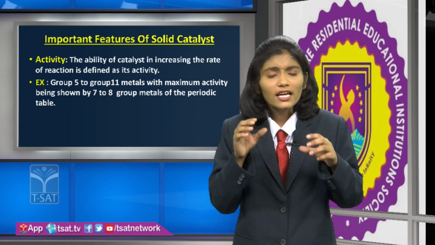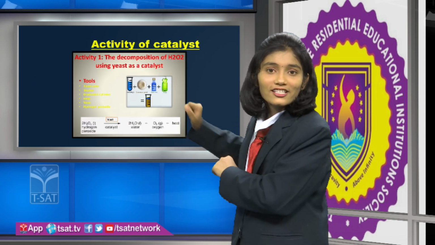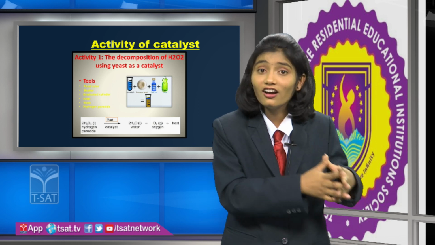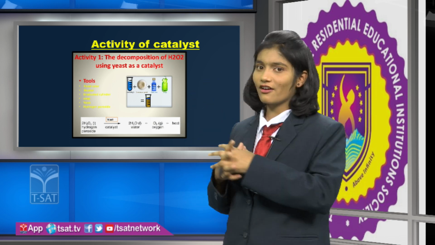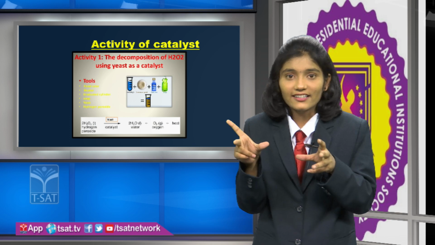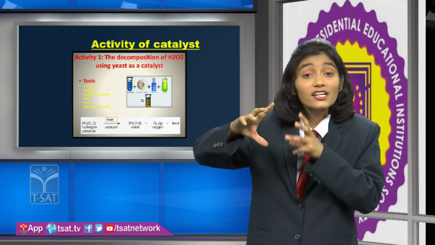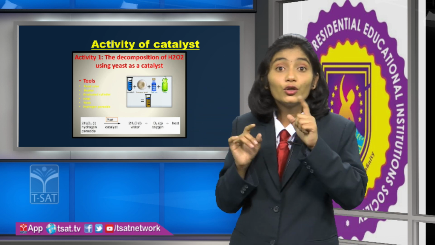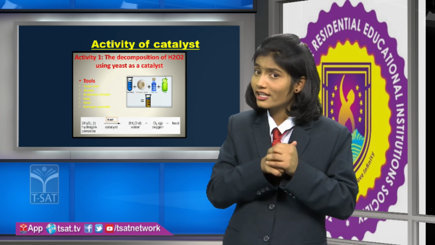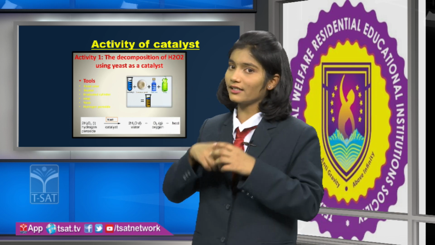Chemically, if we see an example here on this slide, hydrogen peroxide reacts in the presence of the catalyst yeast to give water, oxygen and also heat, right? So friends, from this, the yeast is a catalyst, and its ability to increase the rate of reaction is its activity. Hope you have got clarity about the activity of a catalyst.